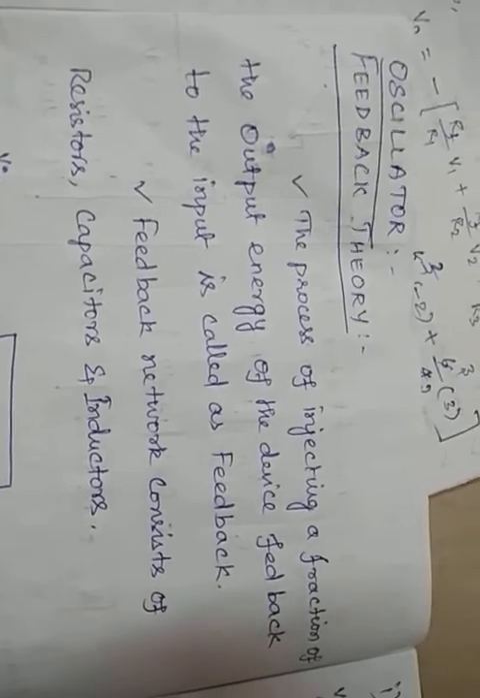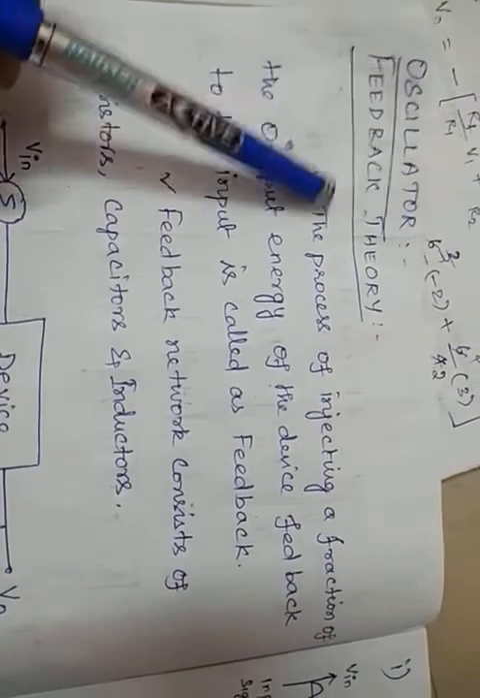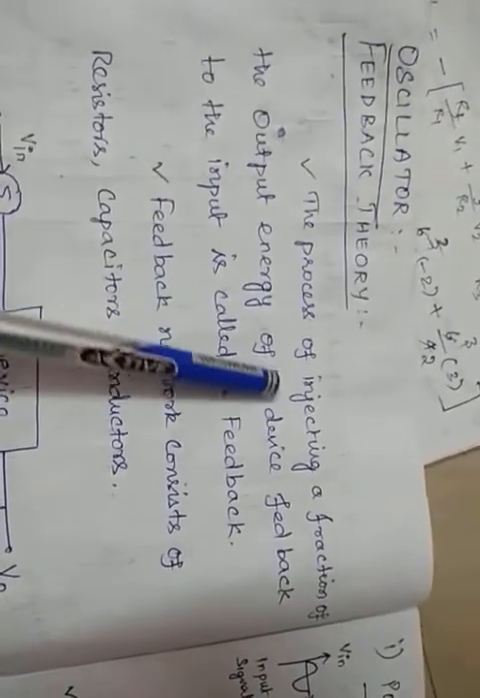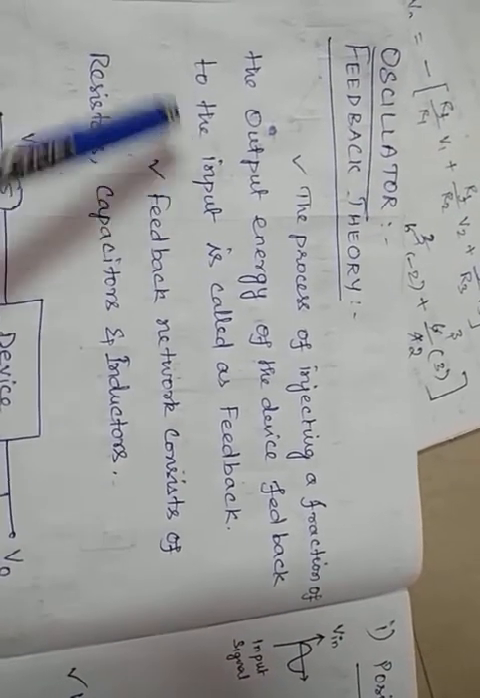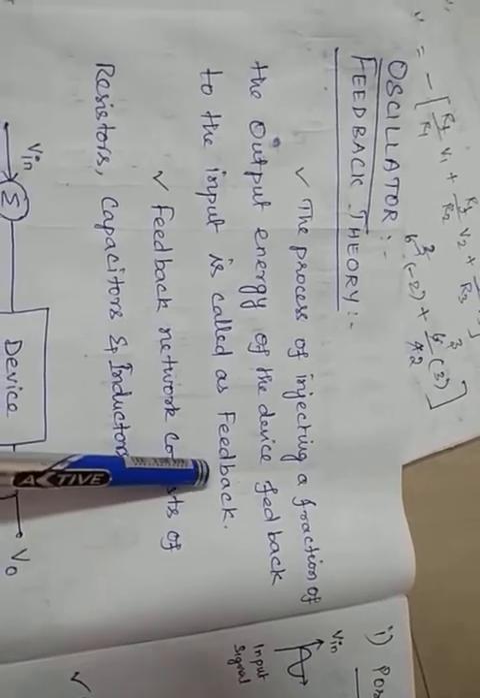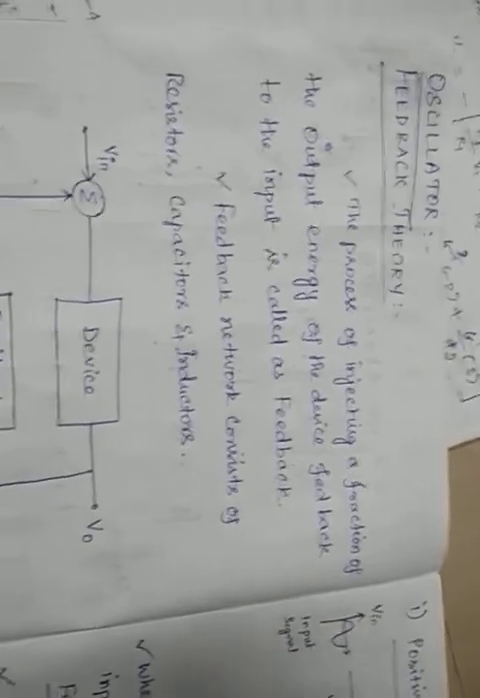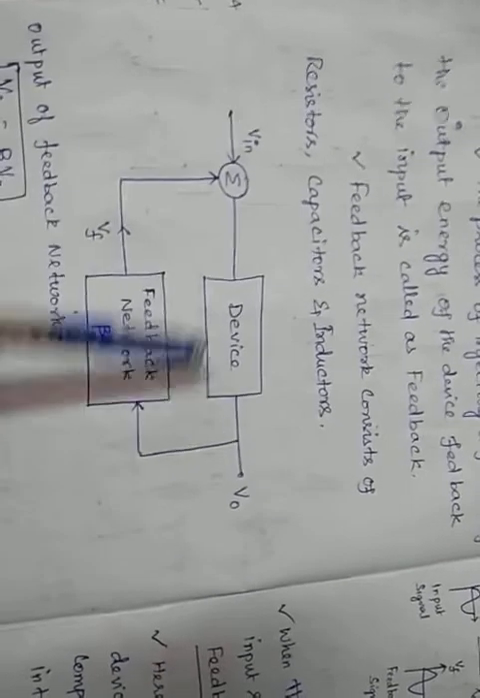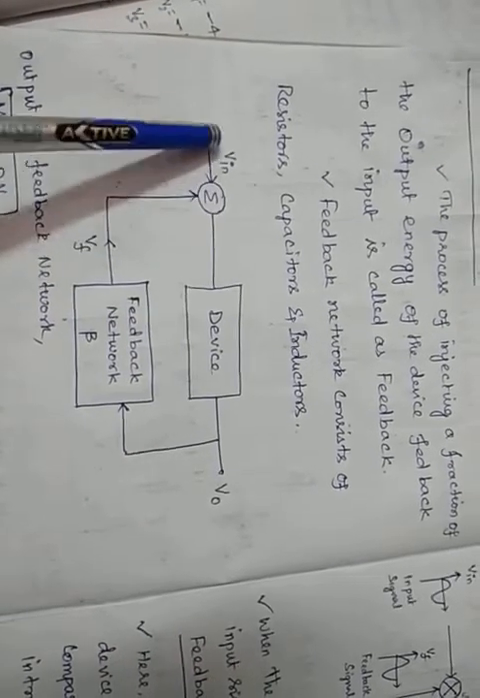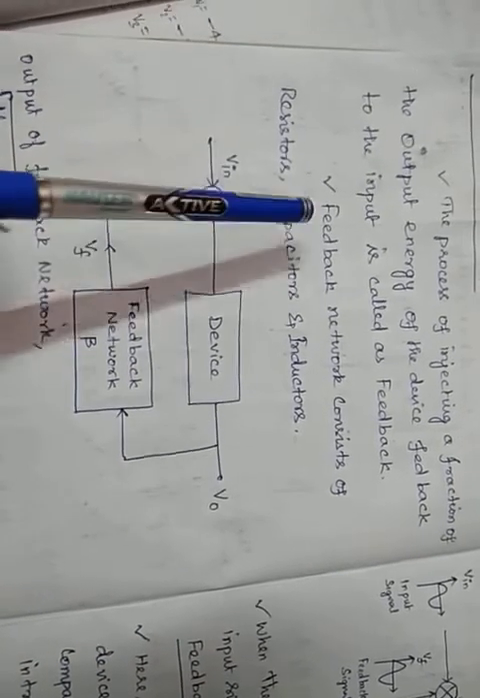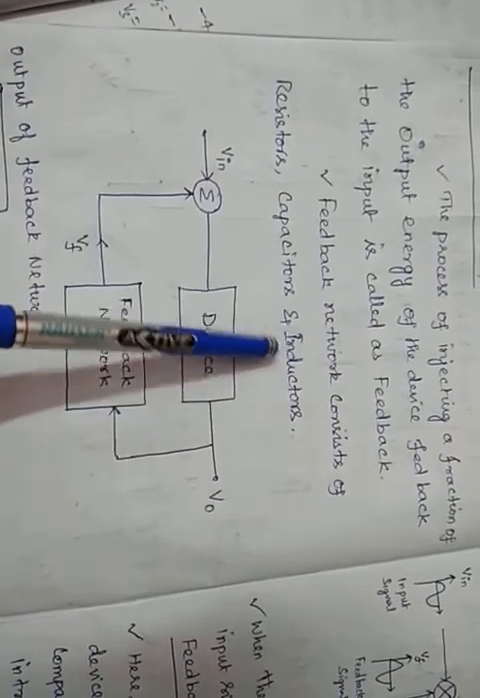Before going to discuss oscillators, we have to know about feedback theory. Feedback theory means the process of feeding a fraction of the output back to the input; that is called feedback. Feedback means some part of the output is fed back with the input. I'll show you in this figure. See, some part of the output is fed back to the input side. This is called feedback. The feedback network consists of resistors, capacitors or inductors.